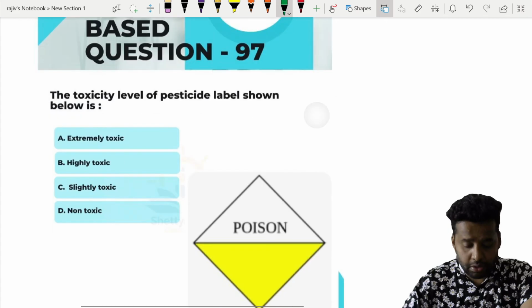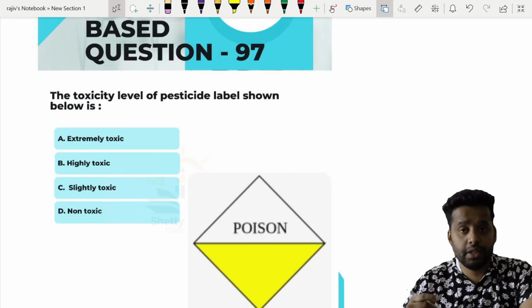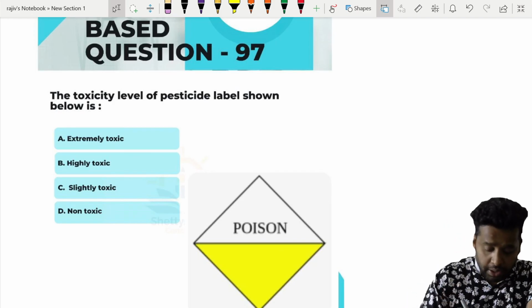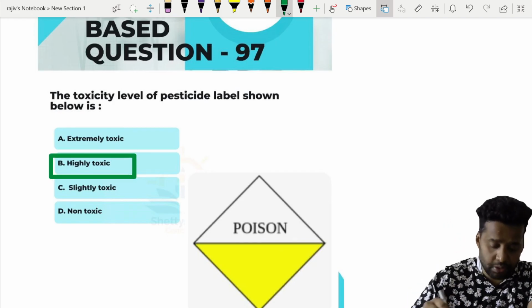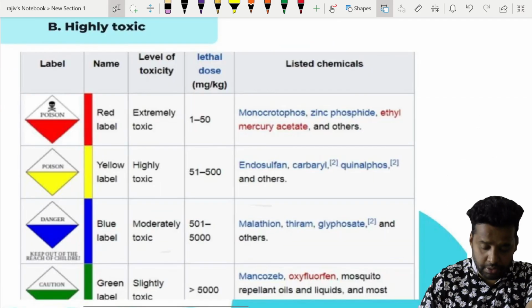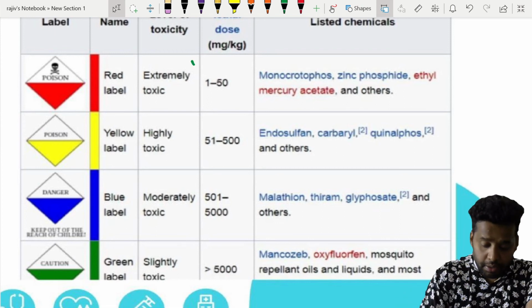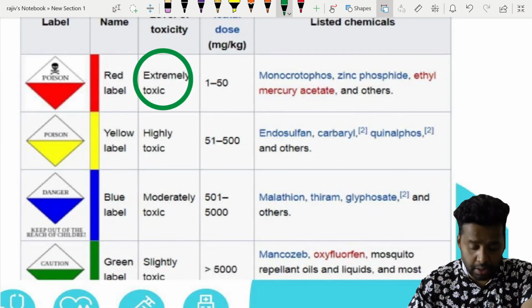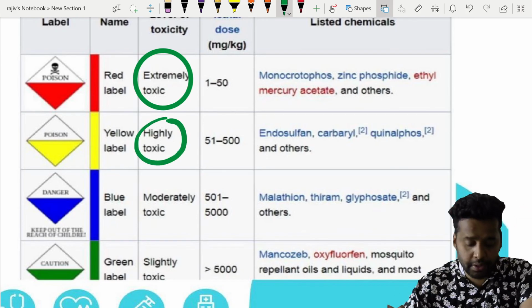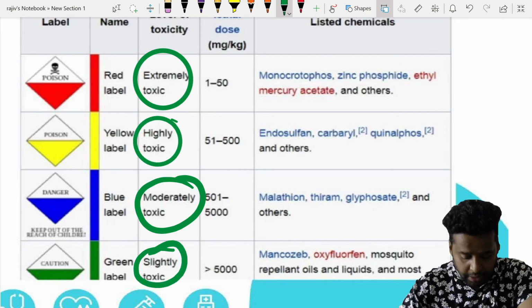The toxicity level of this label for a pesticide. So pesticide toxicity colors are important. Yellow color will indicate highly toxic pesticide. So what are the colors used for pesticide toxicity? See here: red, extremely toxic; yellow, highly toxic; blue, moderately toxic; green, slightly toxic.